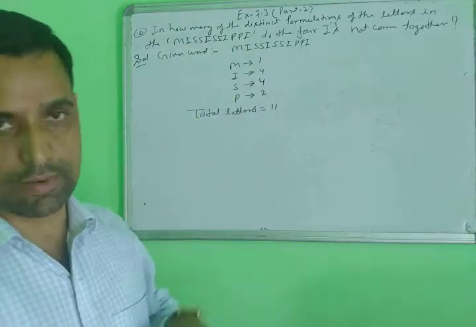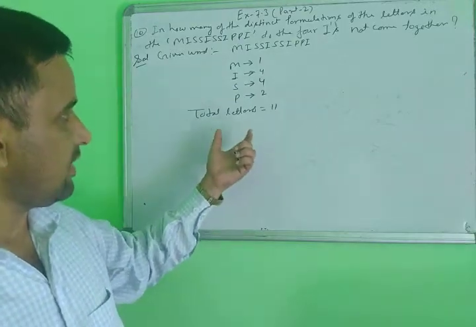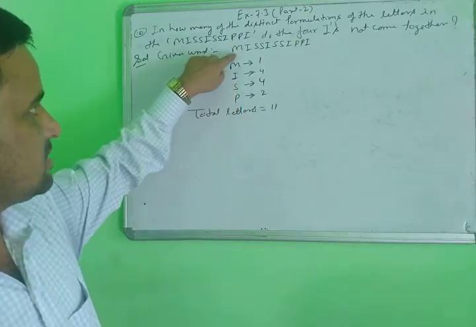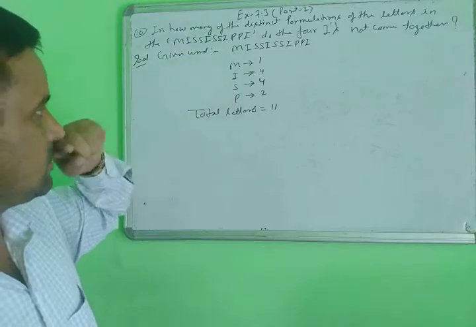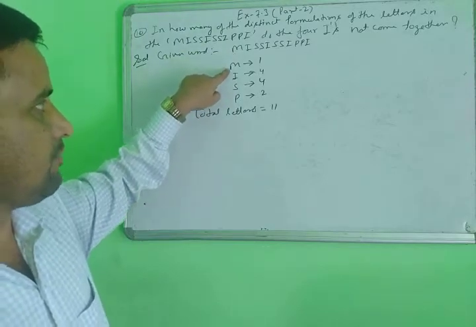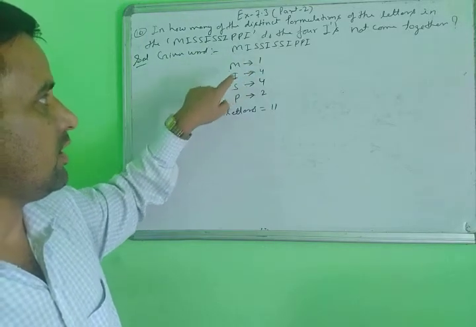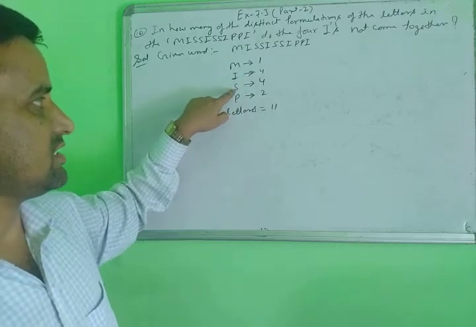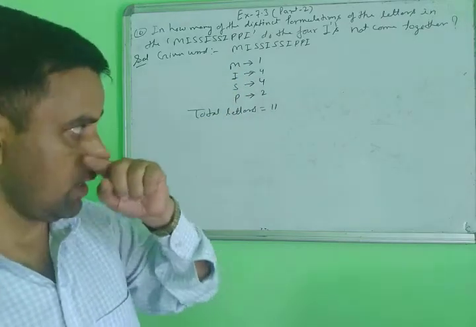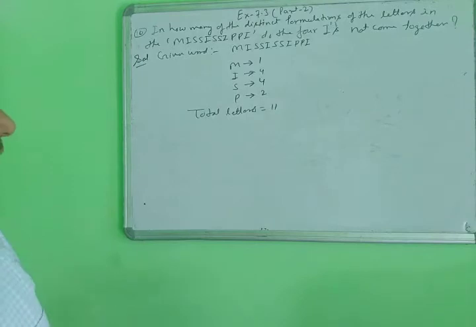Total letters are 11. So in this word Mississippi, the arrangements of the letters: M is only one, I is 4, S is 4, and P is 2. So total letters here are 11.